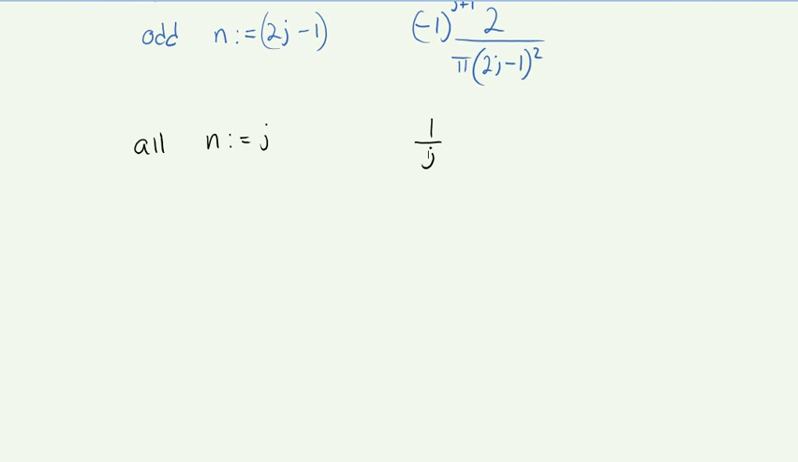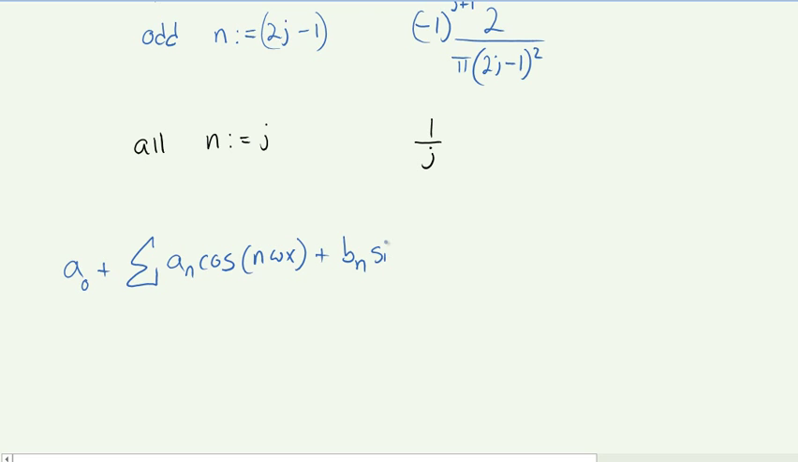So for the all channel, n is going to be defined as j, so we'll have 1 over j. The next step is just going to be looking at our summation for our Fourier series, which is a0 plus an cosine of n omega x plus bn sine n omega x. And we can see that a0 and an will both go to 0 because we have an odd function. Okay, so all we care about is the summation of bn sine n omega x. But in this case, omega is 1. So we have the summation of bn of sine nx.